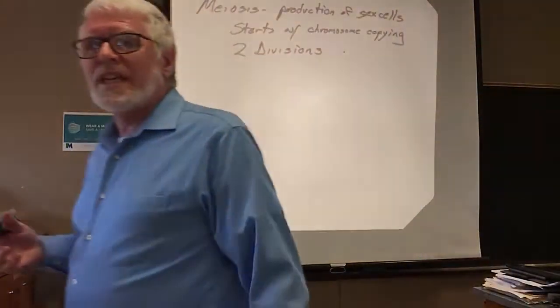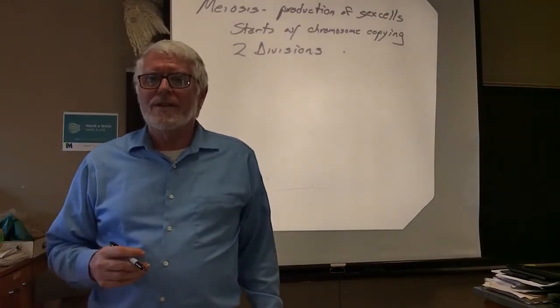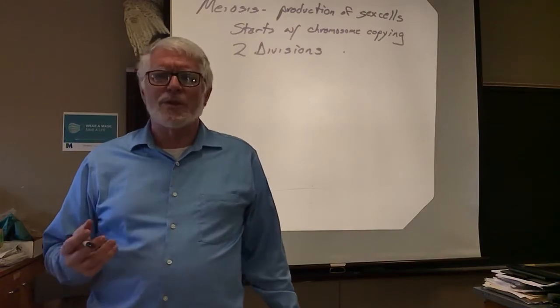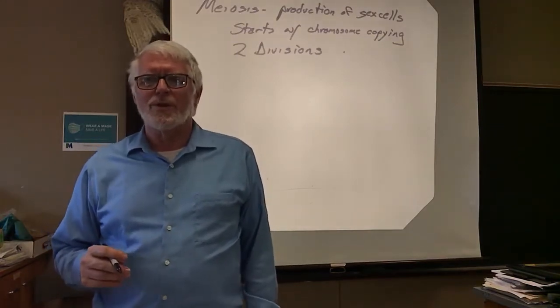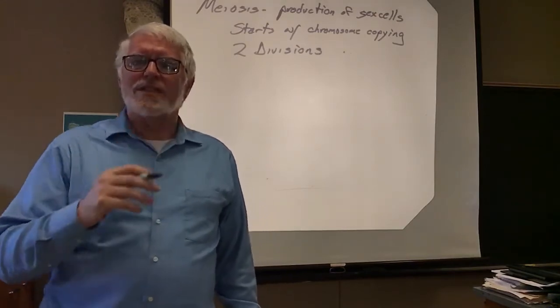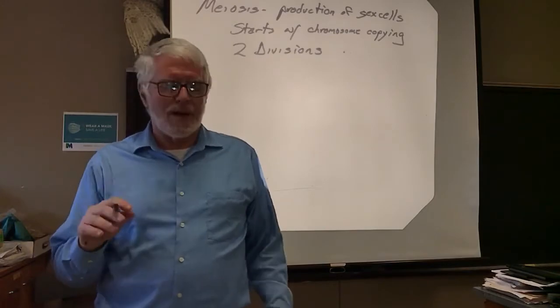If you're going to start with 1 cell and wind up with 4, I suppose in theory you could set up 4 nuclei and divide the cell 4 ways. And I'm sure somewhere there's things that go through meiosis that do that. But for most living things that do this, they go through 2 cell divisions. They go through Meiosis I and Meiosis II.